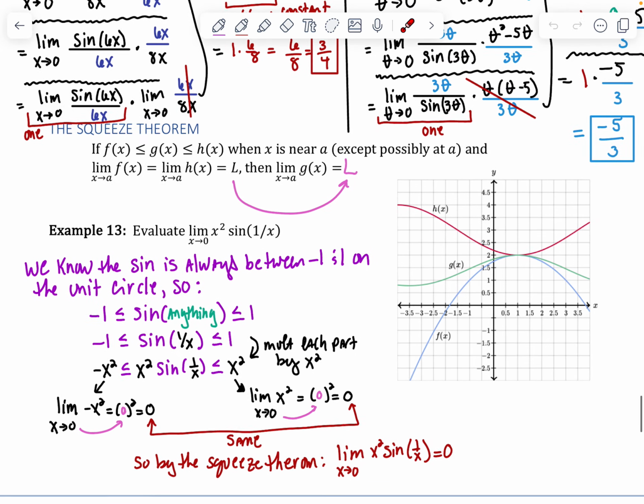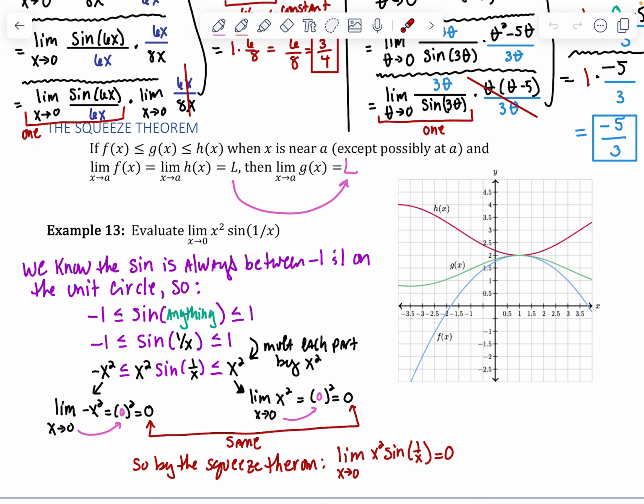Lastly, we need to discuss the squeeze theorem. The squeeze theorem says if you have some function f of x that is smaller or equal to a function g of x, which is smaller or equal to a function h of x, for some particular x near a, it doesn't have to be true at the exact point of a, but near a, because limits care about what's happening near, not exactly at, then if the limit of the first function is equal to the limit of the last function is equal to some value, then the limit of the middle function has to also equal that value.